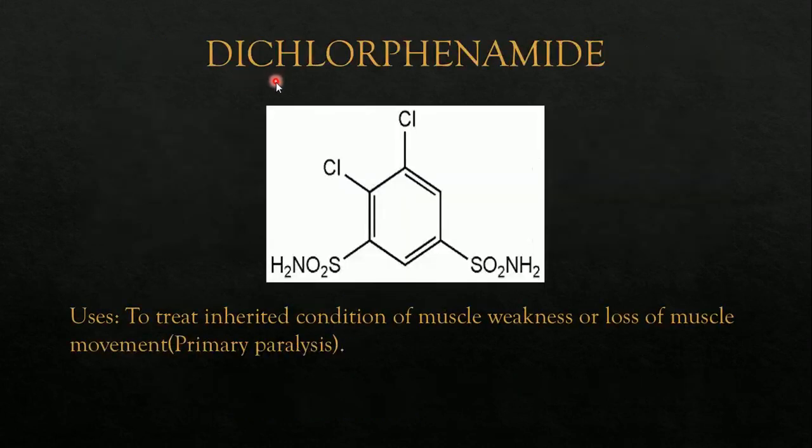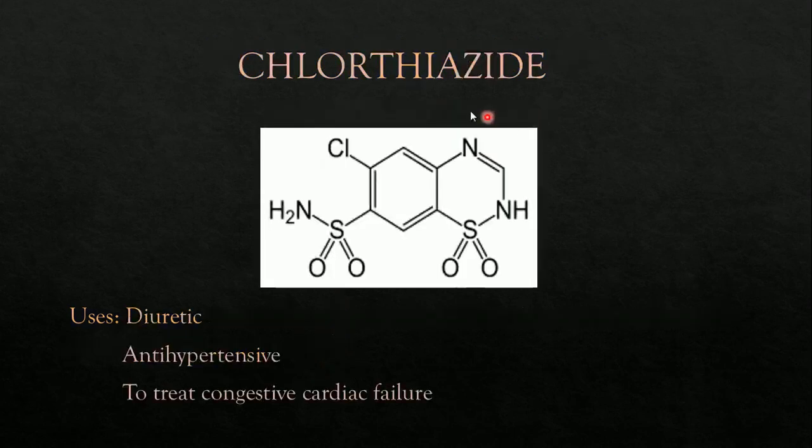Next structure under carbonic anhydrase inhibitors is dichlorphenamide. Dichlor indicates 2 chloro groups are there. Phen indicates phenyl group is present. Amide indicates 2 sulfonamide groups are present at 3rd position and 6th position. To treat inherited condition of muscle weakness or loss of muscle movement, if the person is suffering with primary paralysis, then we can use this drug dichlorphenamide.